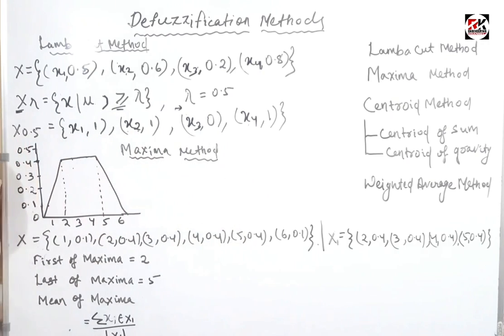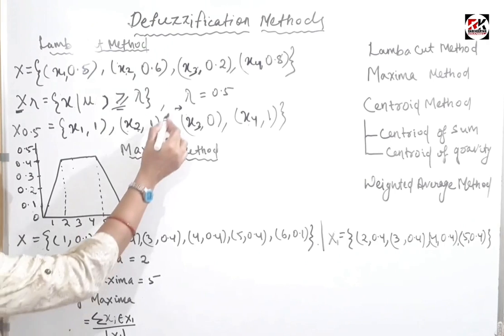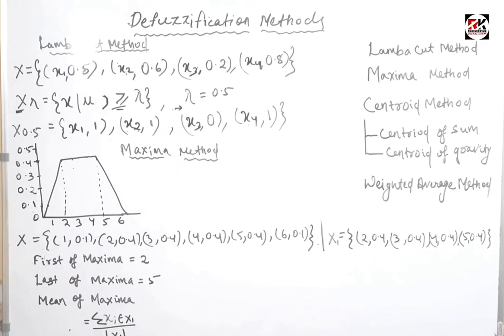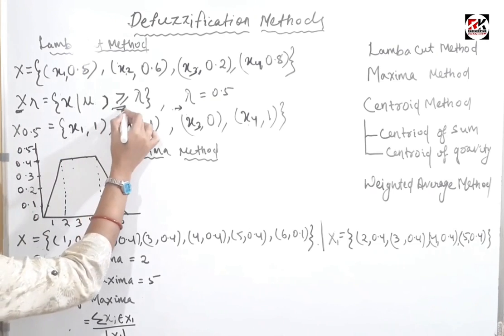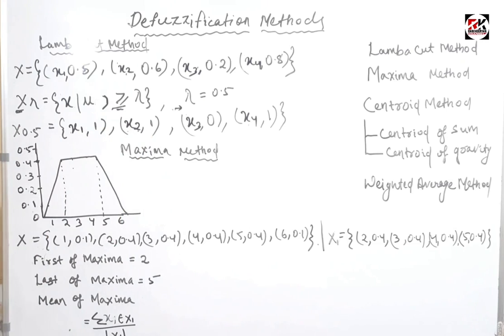Here I have taken a fuzzy set X and there are 4 elements inside the fuzzy set. And what is the lambda value I have taken? Lambda value is equal to 0.5, as you can see. And what is the criteria or the condition? The condition is X at lambda is equal to X whose values are more than or equal to lambda.